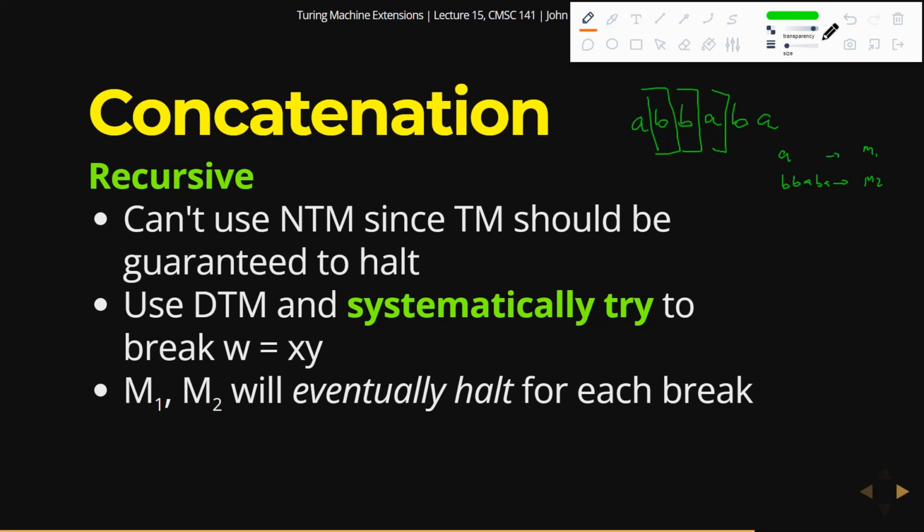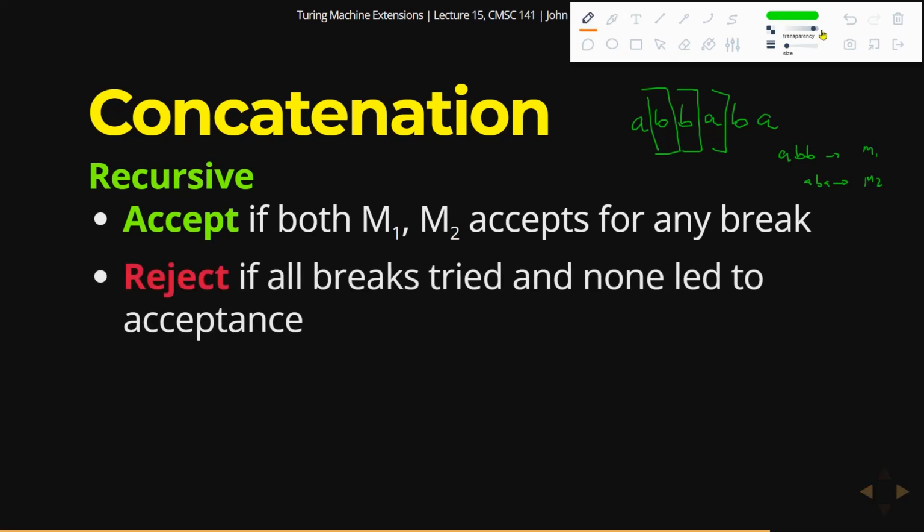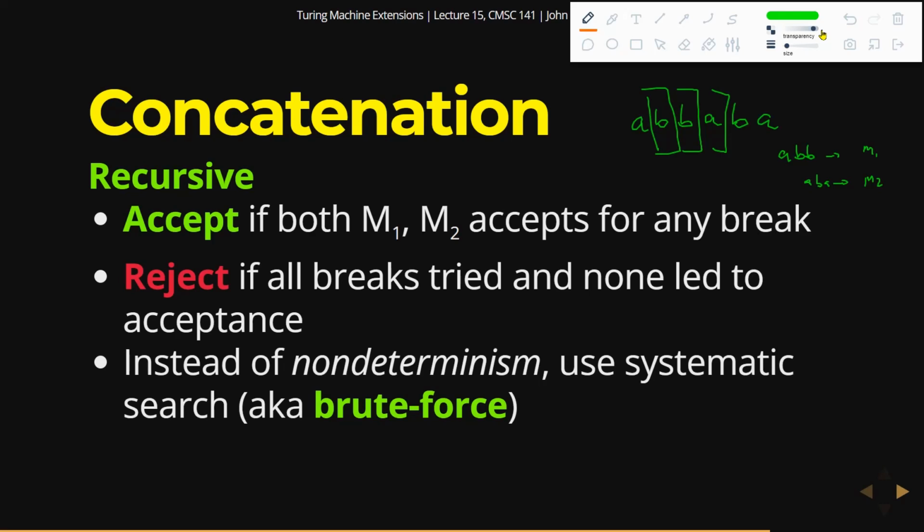If that doesn't work, let's try the next break, which is a b, and for this one only b a b a, right? If that doesn't work still, then it would have to be a b b and a b a. So accept if both M1 and M2 accept for any break. So if any break is successful, then we will accept it. Otherwise, if we tried all of the breaks and none of them led to an acceptance, then we have to reject it. So instead of non-determinism, we used a systematic search, also known as brute force.